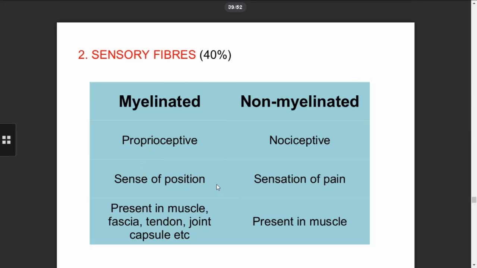Proprioceptive is the sense of position, like we know our position. That is called the proprioceptive, and the sensation of pain is called the nociceptive. Proprioceptive fibers are present in muscle fascia, tendons, and joint capsules, because this is where we should be aware of our position. Nociceptive fibers are present in the muscles.